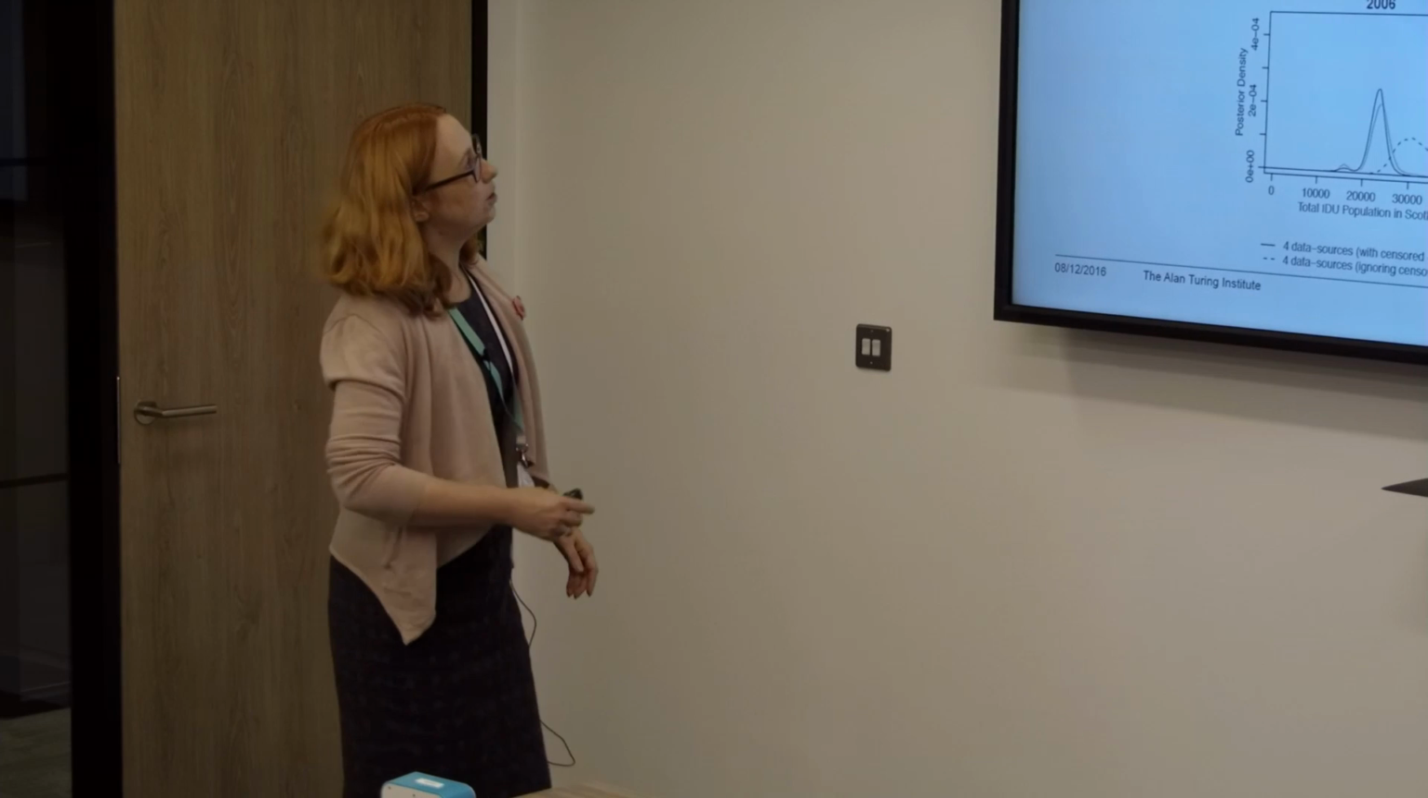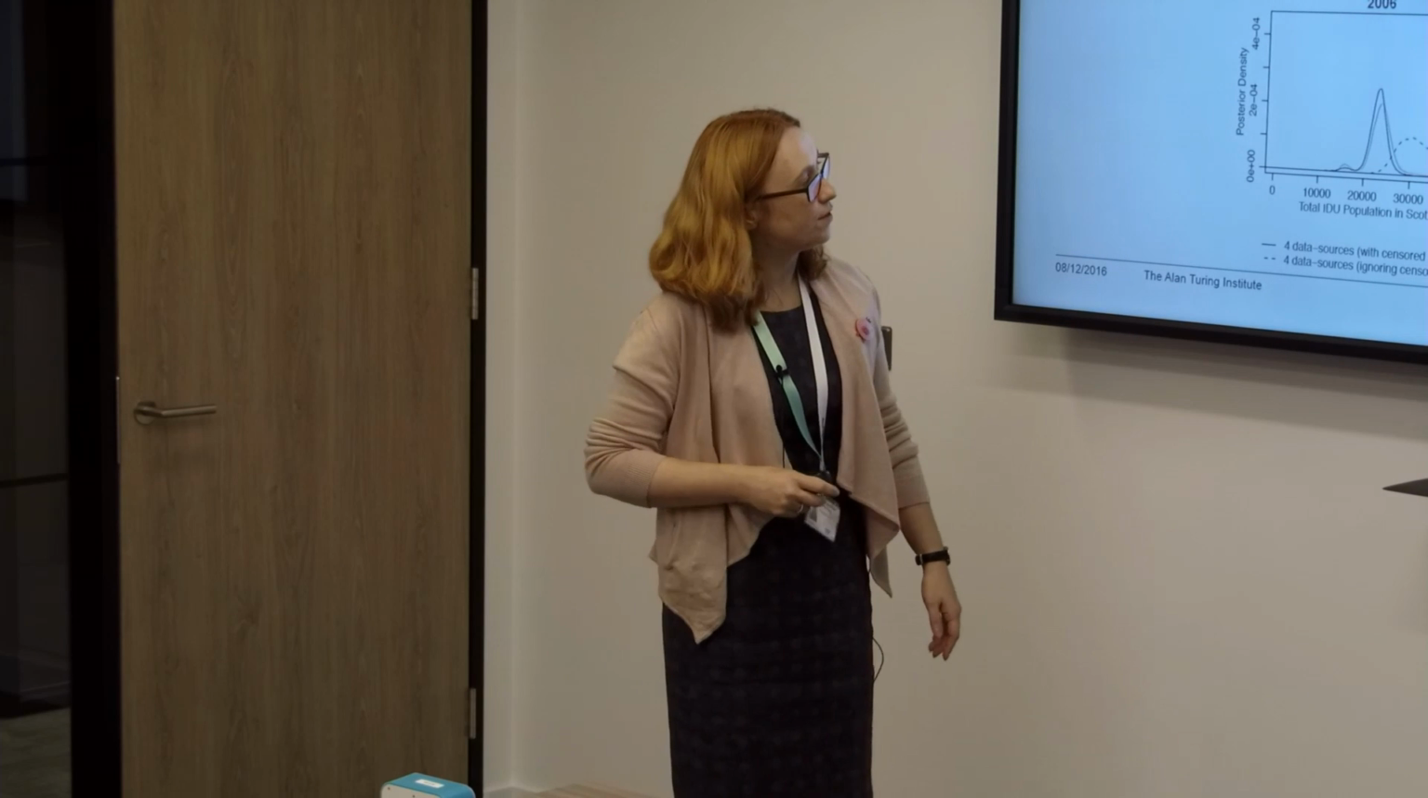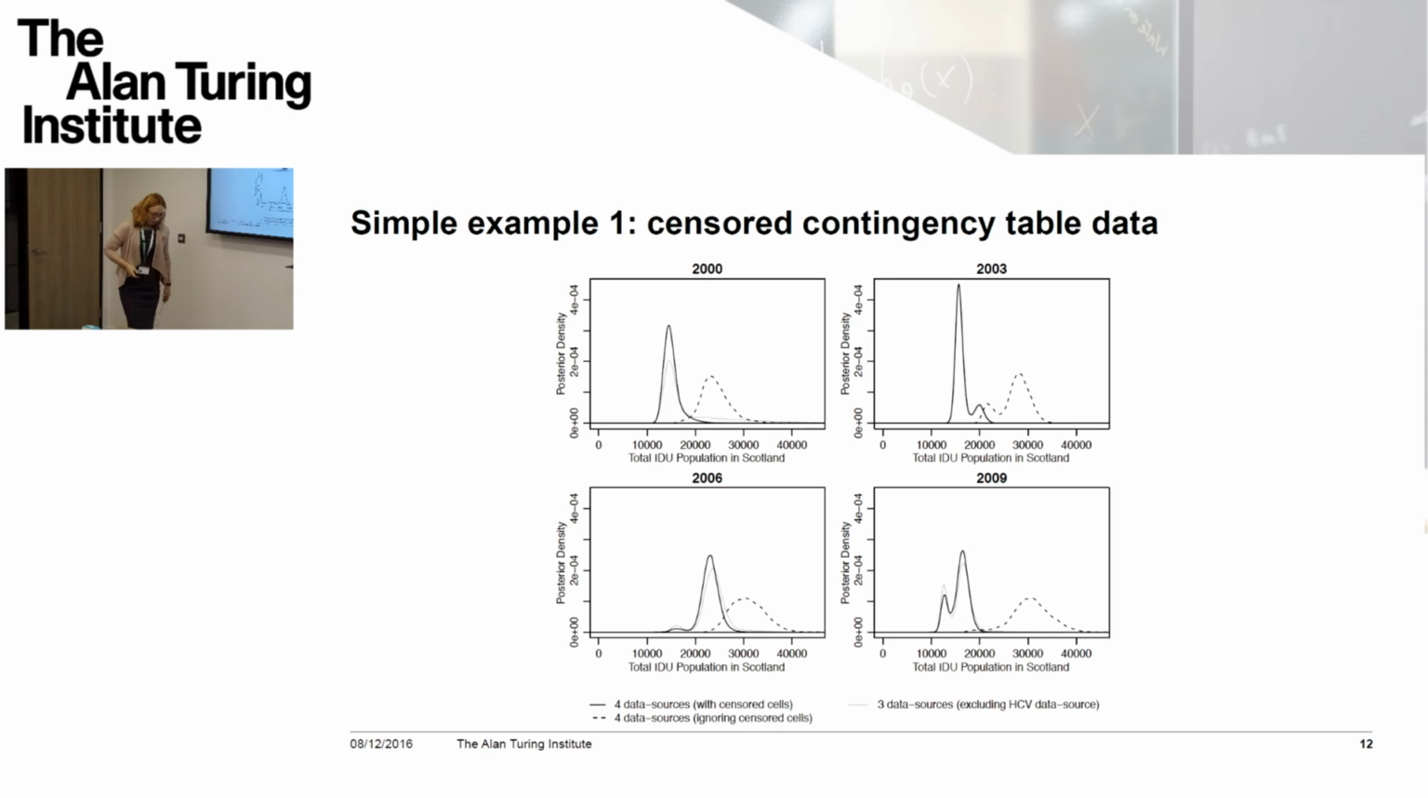So we applied this method to 4 years of data of injecting drug users in Scotland. Don't worry too much about anything, apart from the dashed line and the black solid line. If you ignored this censoring of the cell, so you presumed that the number you saw in that cell was the true number of current injectors, you get the dashed line, estimate of total population size. Whereas if you take into account the censoring in that cell, and say actually the observation process is different for that cell, you get the black solid line.